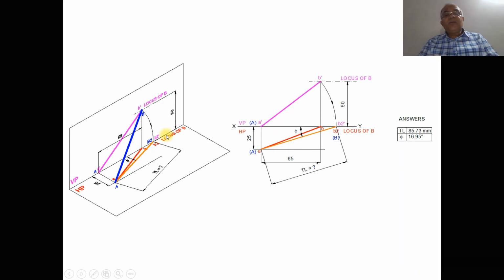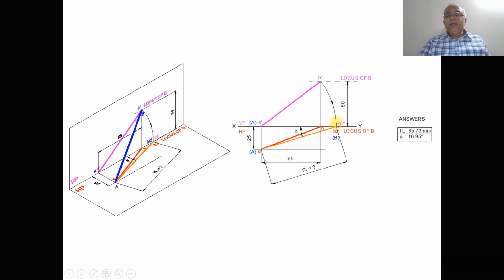So how to do it in the orthographic view? We are taking the front view with A dash as center, taking the radius of A dash B dash, and you rotate it such that both A dash and B2 dash lie on the horizontal plane. Since it is parallel to HP, you are getting the true length in HP. So you are going to have small AB2. This will be the locus of B.